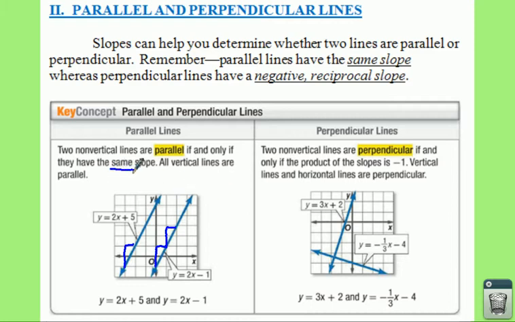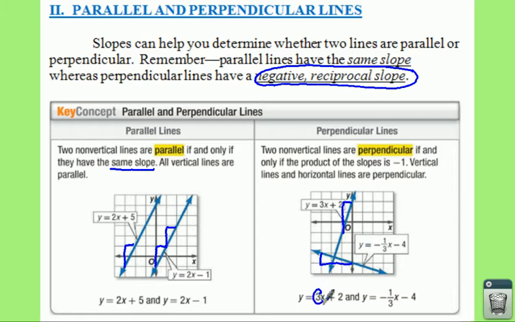On perpendicular lines, these lines are perpendicular if the product of their slopes is -1. What that really means is they have a negative reciprocal slope. So if you look at the slope for this line right here, you go up 1, 2, 3 to the right 1, so that's a slope of 3. But then for the other one, you would start here and you go down 1 and to the right 3. So that is a negative reciprocal slope.